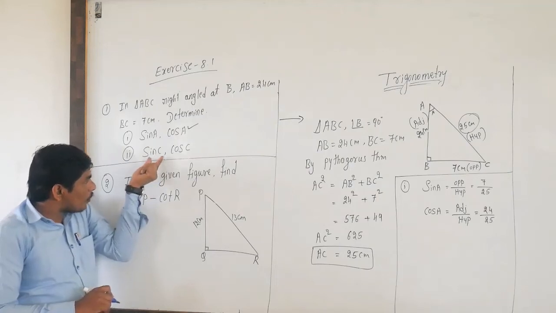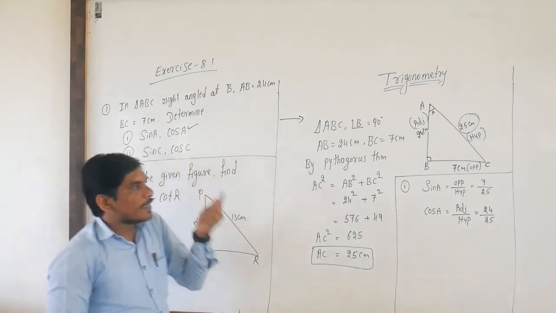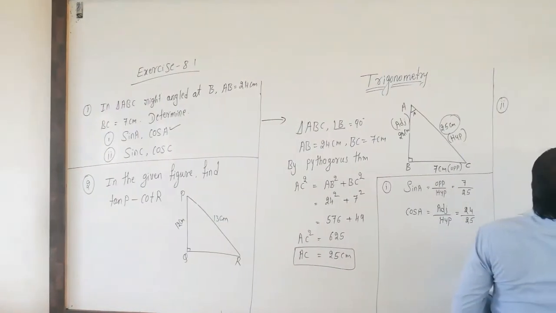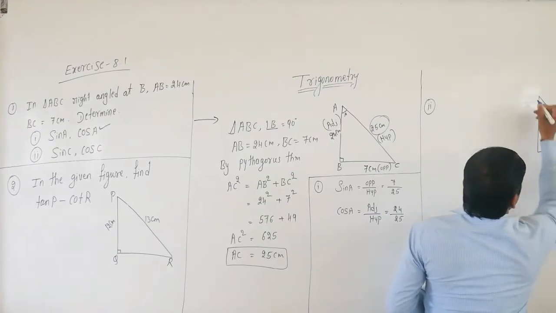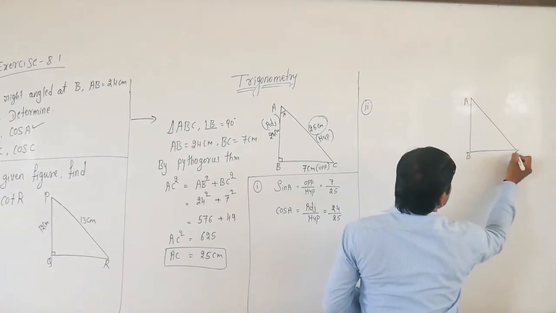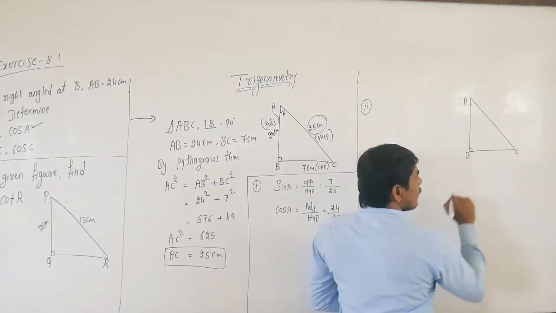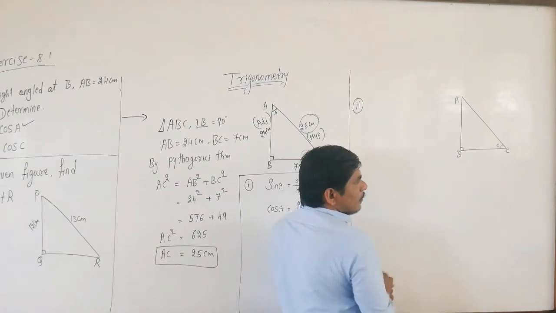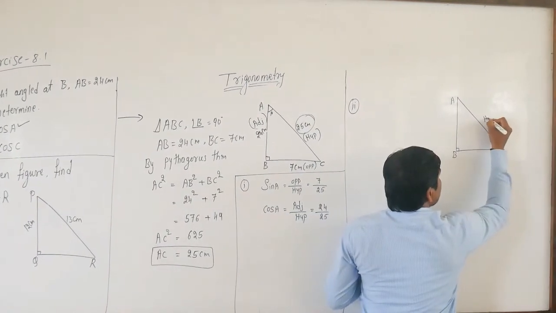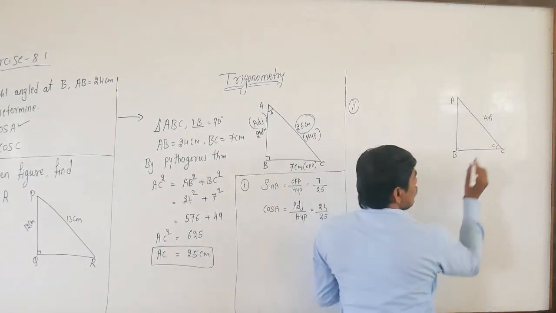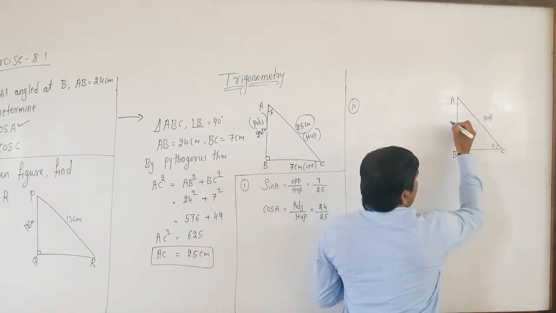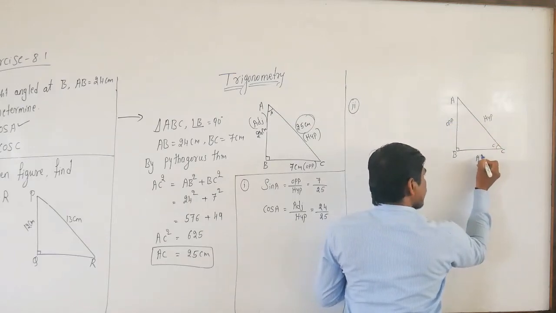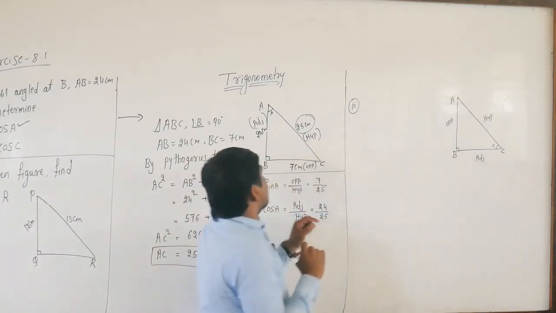And the second result, sin C and cos C. In this problem, C is an acute angle. That's why here you take A, B, C. Angle B is equal to 90 degrees, but angle C is acute. Here the 90 degree opposite line segment is always the hypotenuse. The angle C opposite line segment is always the opposite side. The line adjacent to both sides is the adjacent side.